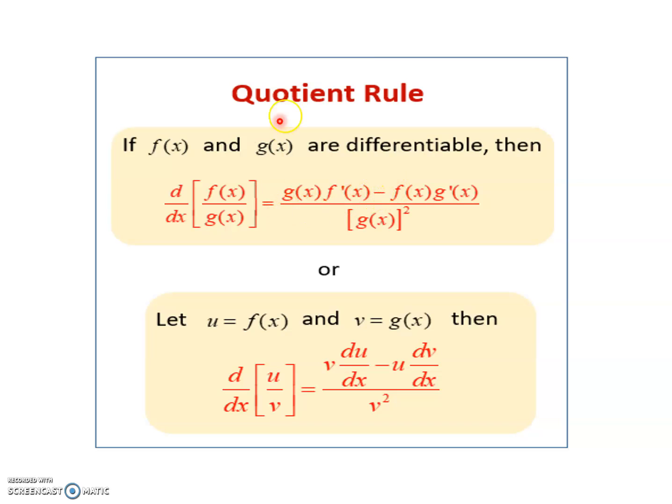Quotient rule is very important. If f of x and g of x are differentiable, then derivative of f of x upon g of x is f dash of x minus f of x into g dash of x upon g of x bracket square. If u is f of x and v is g of x, then derivative of u upon v is v derivative of u minus u derivative of v upon v square.